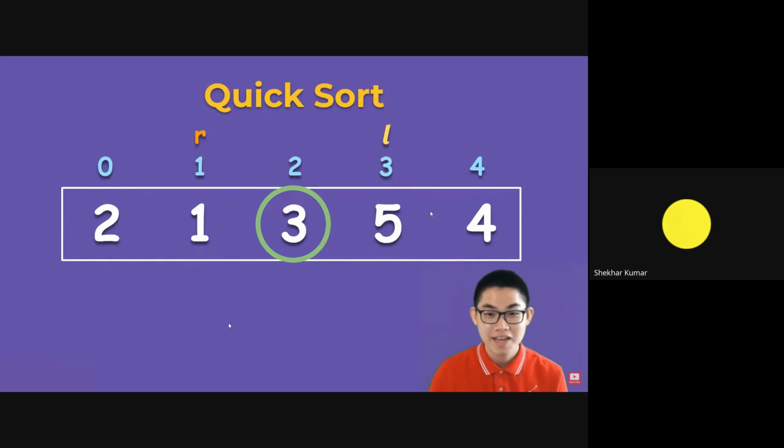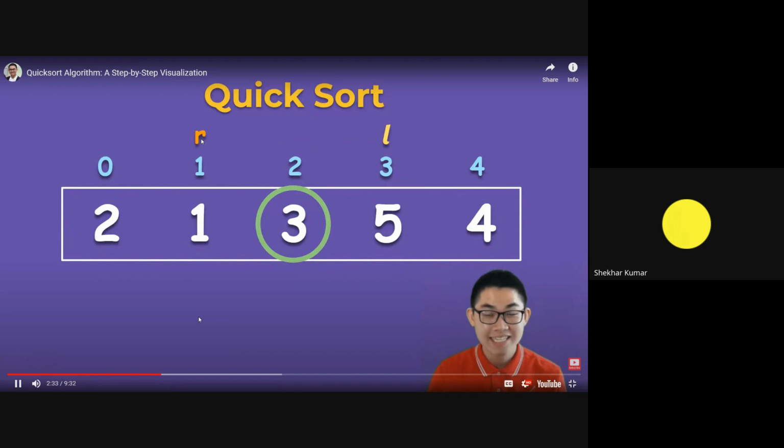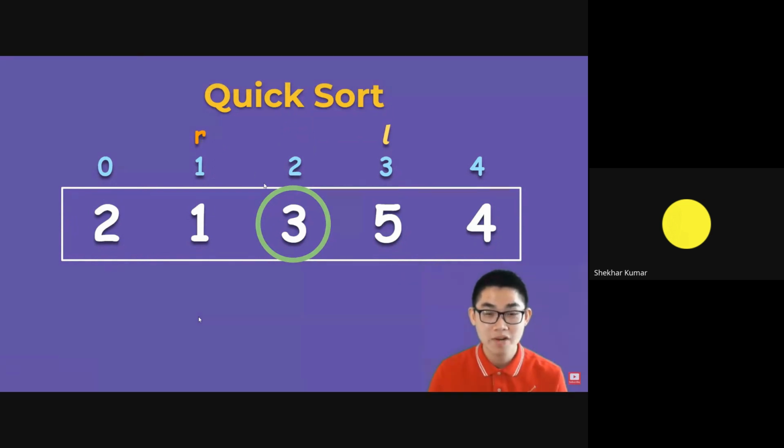At this point, L and R have crossed each other, and this indicates that the partition game is finished. So notice that all the numbers smaller than 3 are to the left side, and all the numbers greater than 3 are to the right side.